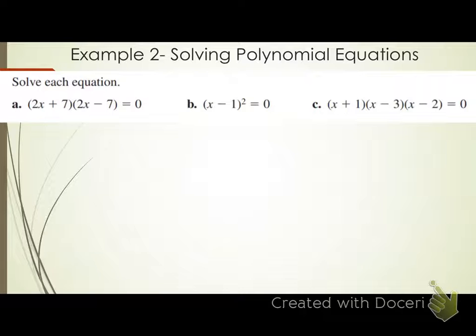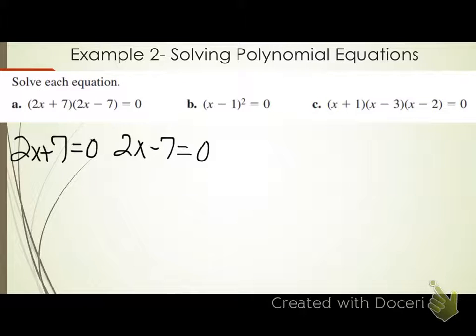2x plus 7 equals 0. That's one of my factors, right? 2x minus 7 equals 0. There's my other factor. Everyone understands my two factors are 2x plus 7 and 2x minus 7. They're being multiplied together, so I know one or both of those must equal 0 since the whole equation equals 0, right?